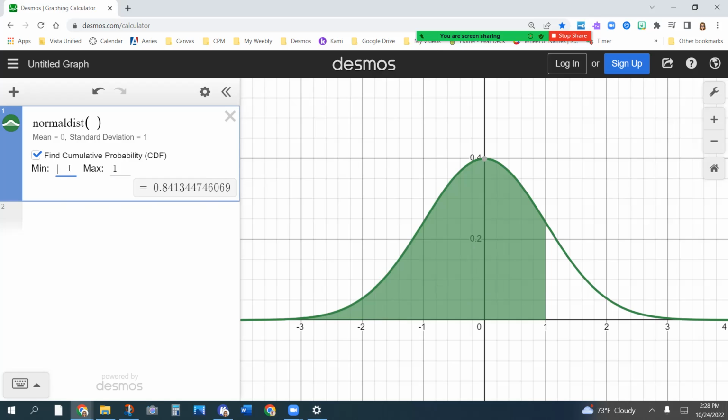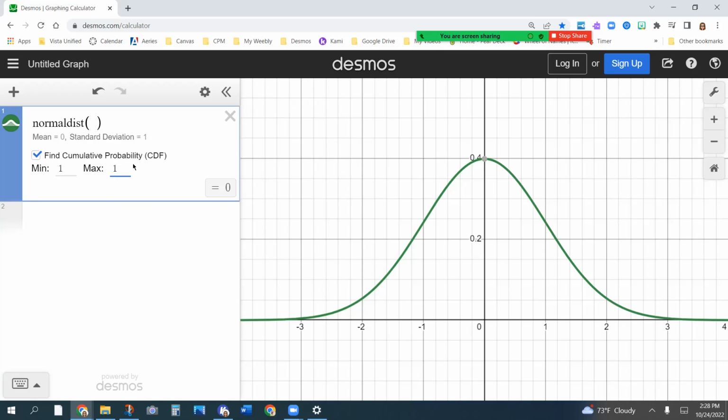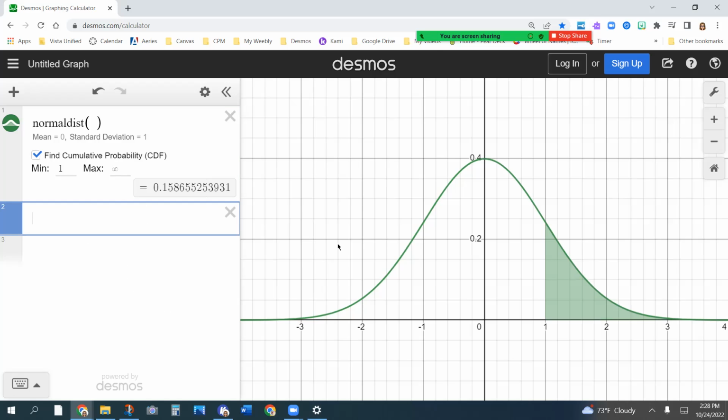Or maybe I want to go from 1 to infinity. So let me just get rid of this. Click off. And this portion here is going to be 15.86%. Or maybe I want to go from 1 to 2, something like this. And I see that that's going to be 13.59% is this.